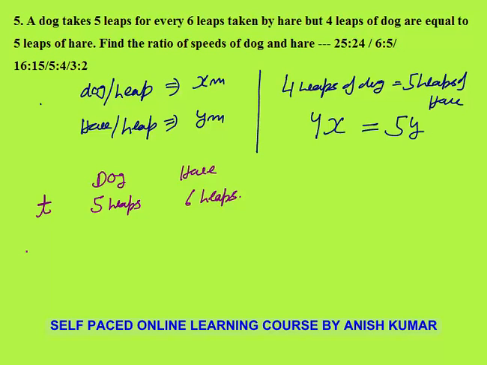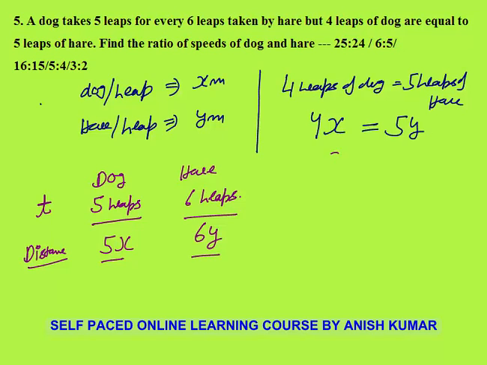Now what would the distance be? Let's say the time is the same. In the same time the dog is covering 5 leaps, the hare is covering 6 leaps. We know that the dog covers 1 leap x meter, so 5 leaps the dog will cover 5x meter. The hare's 1 leap is y meter, so 6 leaps the hare will cover 6y meter. This is the distance I have calculated: 5x and 6y.